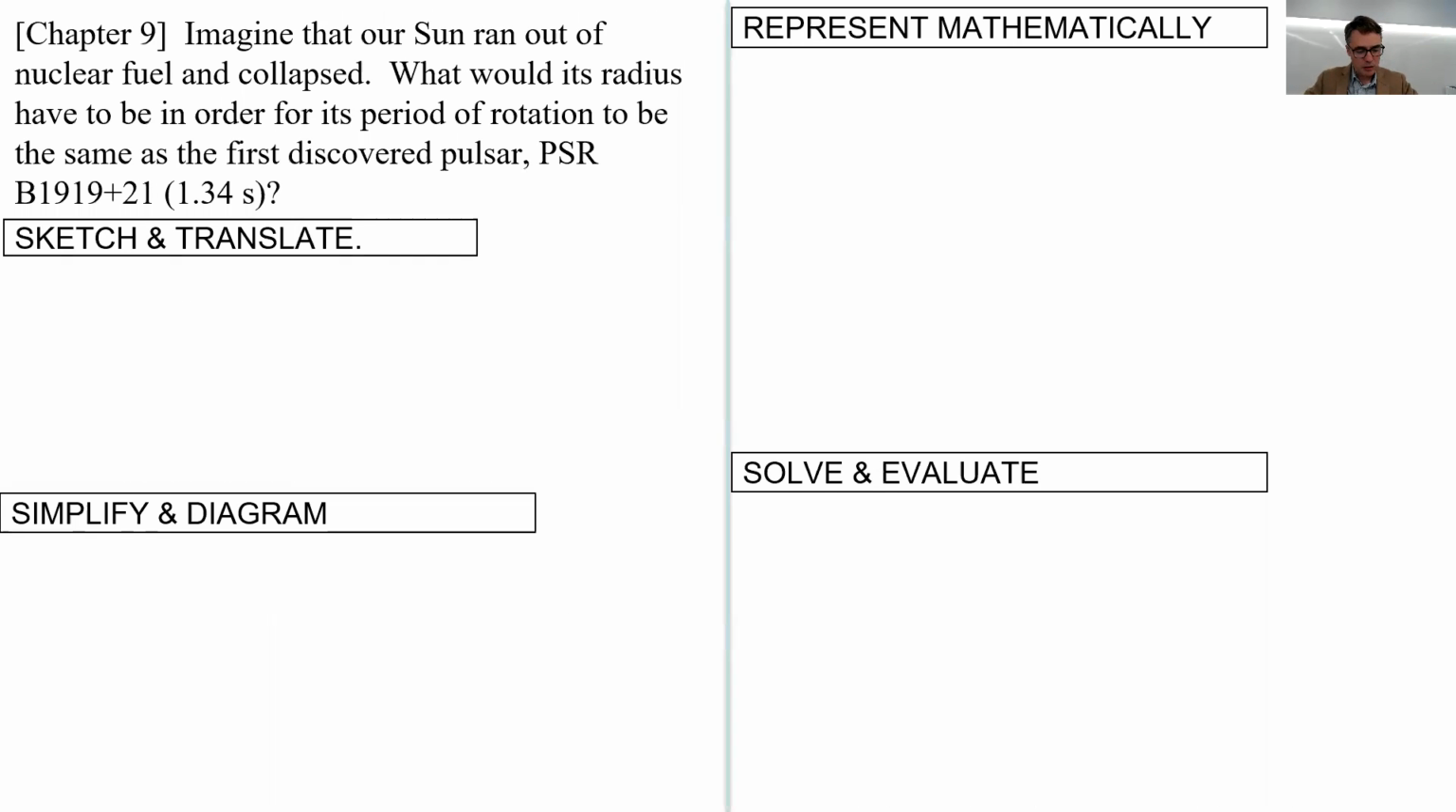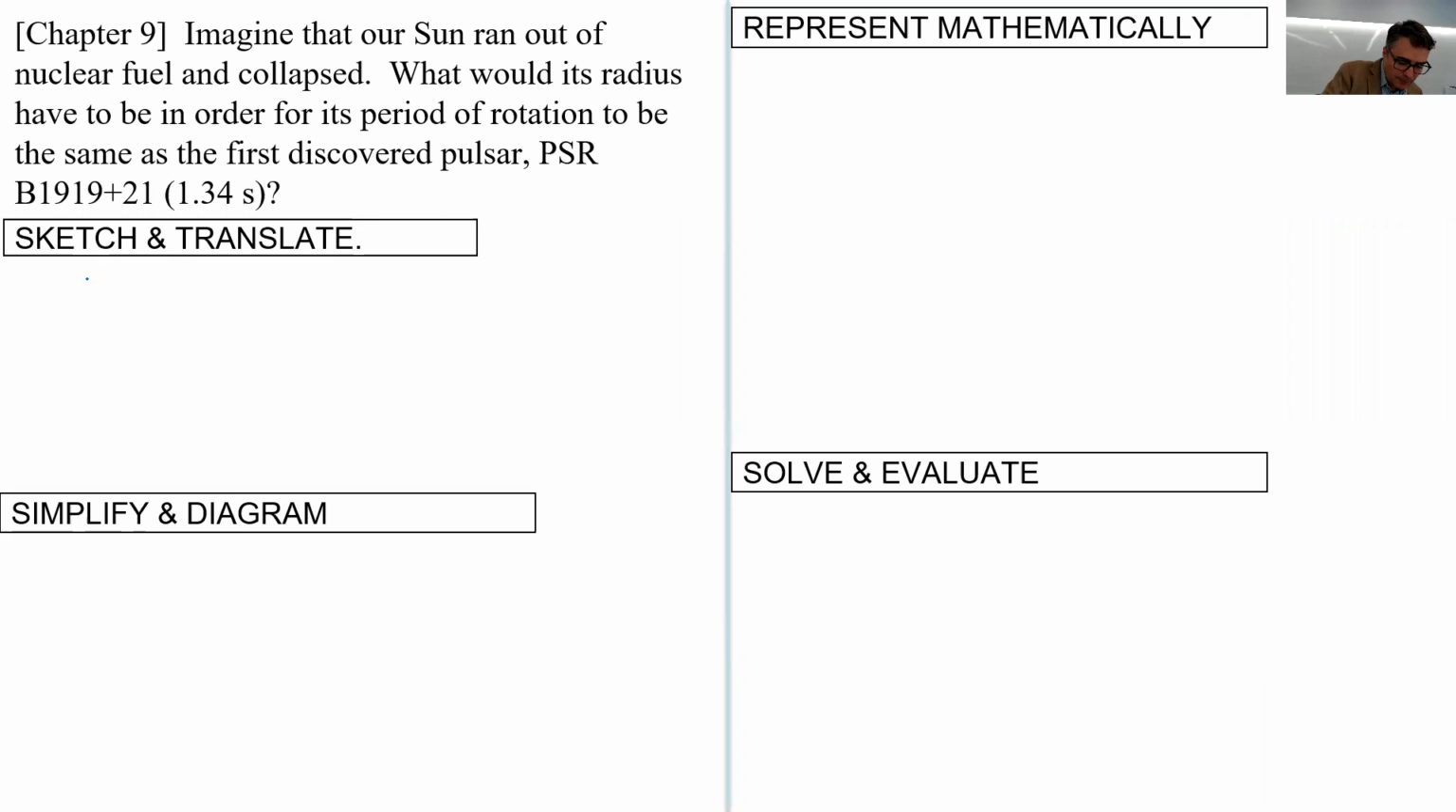Imagine that our sun ran out of nuclear fuel and collapsed, which is actually going to happen in only about 5 billion years, probably. What would its radius have to be in order for its period of rotation to be the same as the first discovered pulsar, PSR B1919+21, which has a rotational period of 1.34 seconds?